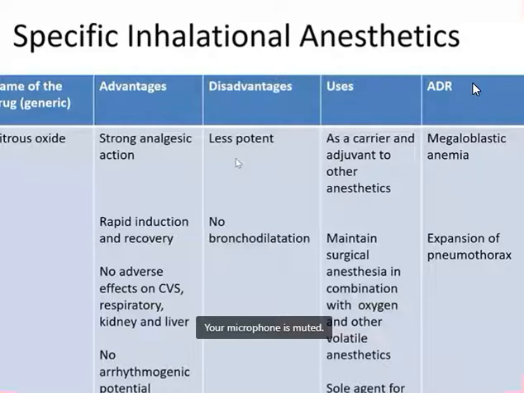So what do you mean by less potent? Higher dose is needed. Higher doses are needed, that is, they have a higher MAC value, you know. So when we need to produce the anesthetic effect using only nitrous oxide, we need more and more concentration. Again, more and more concentration means it will invite the unavoidable side effects that come with nitrous oxide. There is also no bronchodilation caused here.